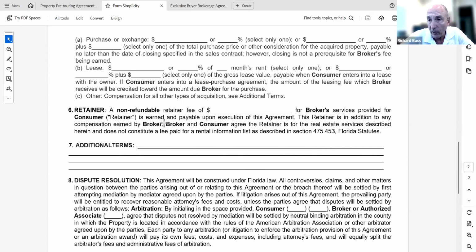I find that very interesting because most everybody I know who collects a retainer has it credited back to them out of our commissions at closing. This document is saying exactly the opposite. It's an addition. So under additional terms, if that's what you're doing, I would write in exactly the opposite: Retainer fee shall be credited back to buyer out of buyer's broker's commission at time of closing. Okay.